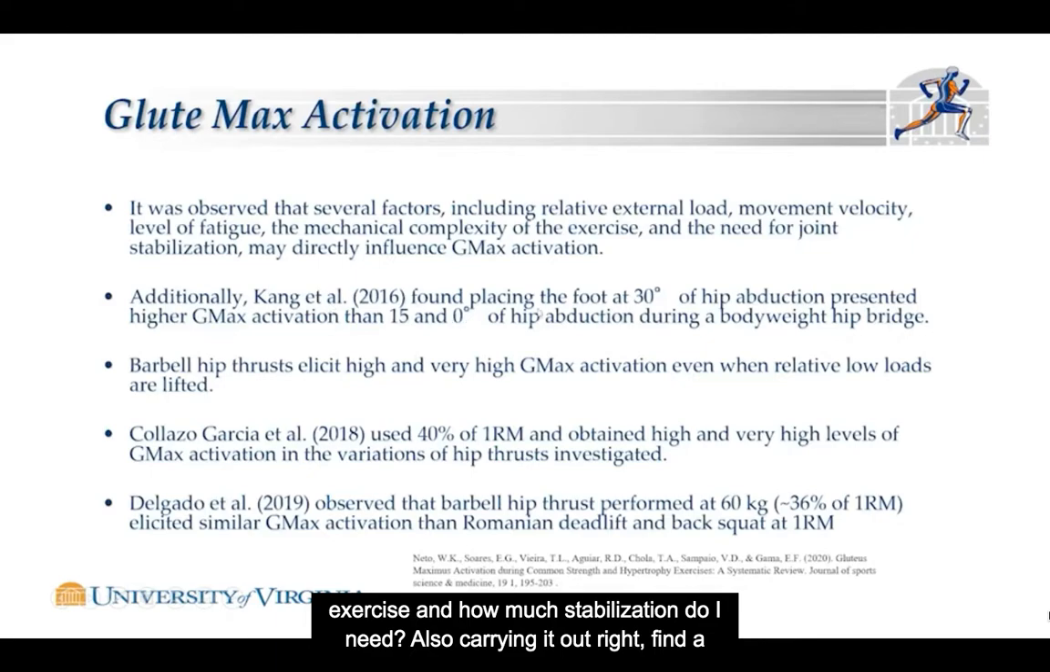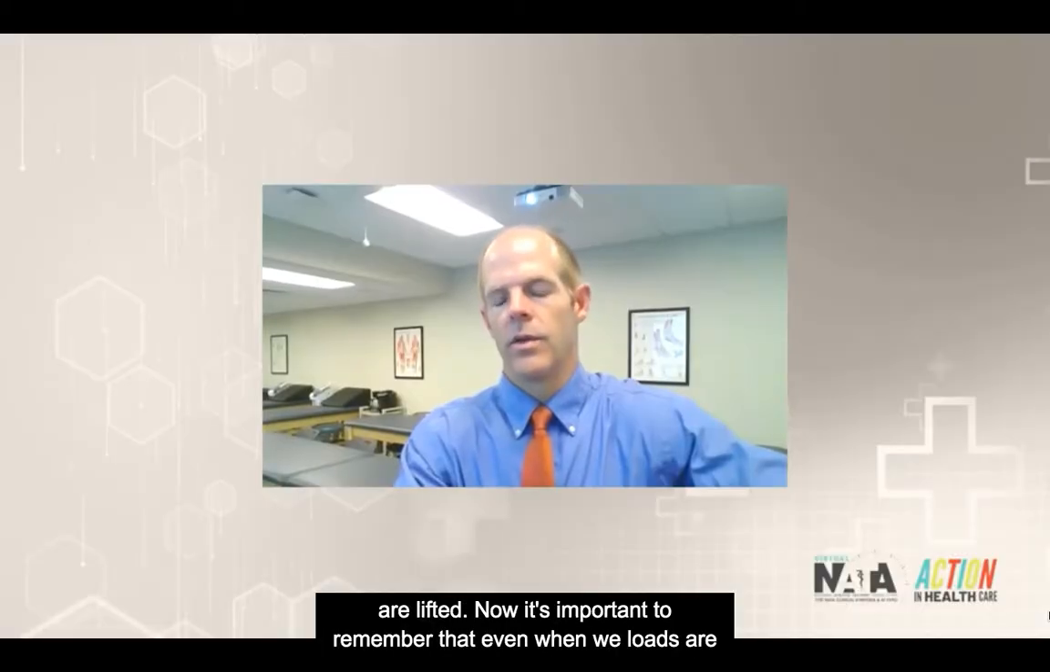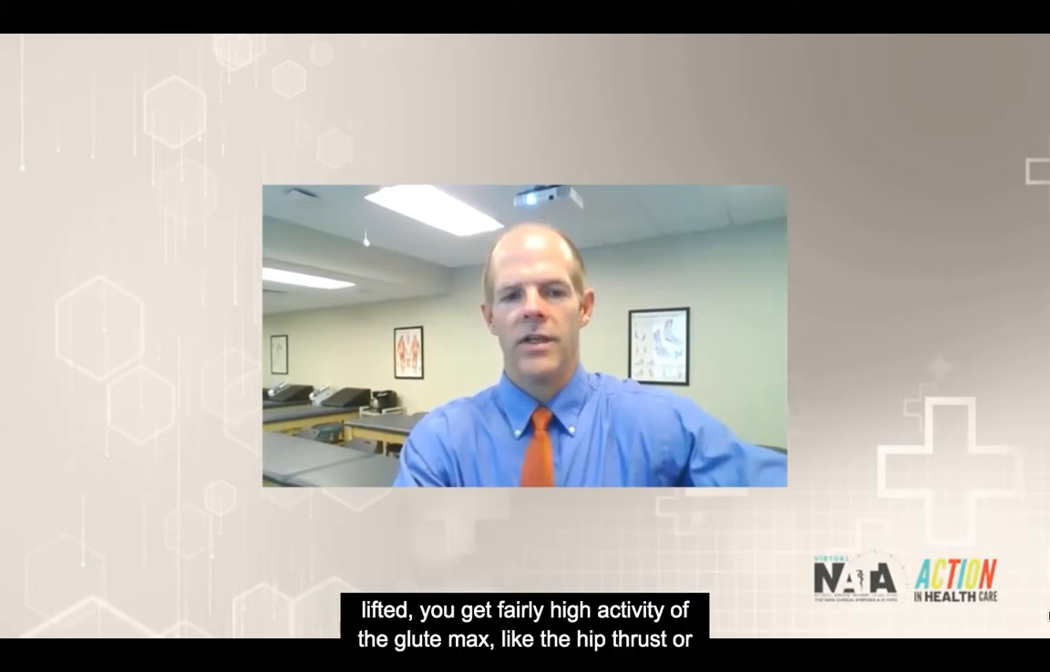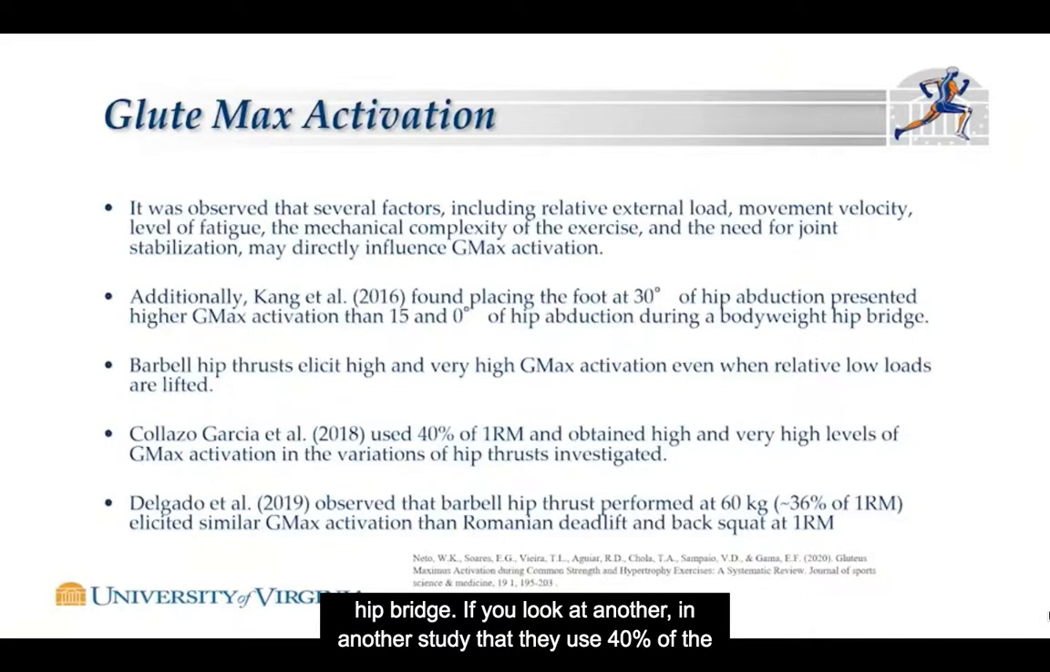Also, Kang et al. found a patient with feet at 30 degrees of hip abduction presented higher glute max activation than at 15 or 0 degrees of hip abduction during a body weight hip bridge. So it's your hip thrust or your hip bridge. Barbell hip thrusts elicit a high and very high glute max activation even when relatively low loads are lifted. And that's important to remember, that even when low loads are lifted, you get fairly high activity of your glute max with the hip thrust or a hip bridge. In another study, they used 40% of the 1 rep max, and they obtained high and very high levels of glute max activation in the variations of the hip thrust that were investigated.